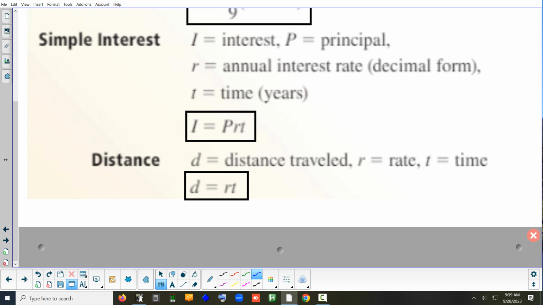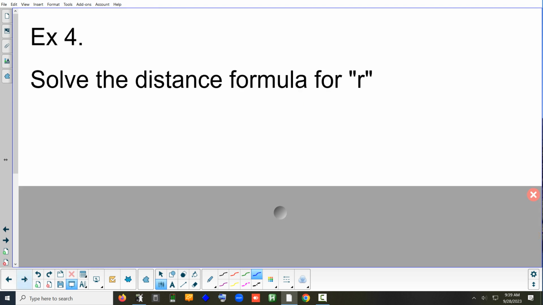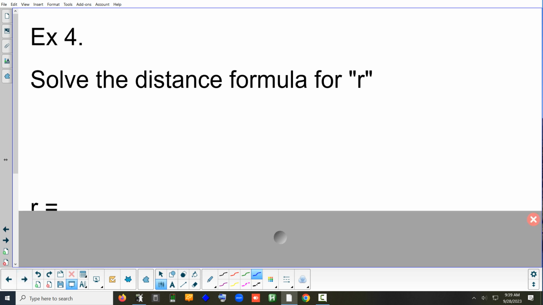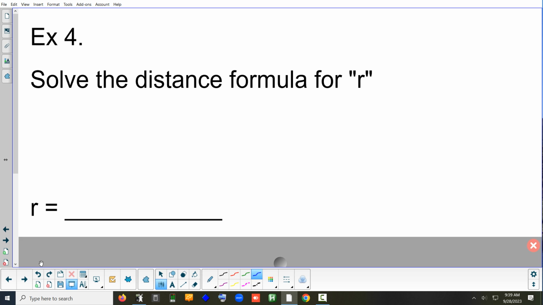Right, so let's try example 4. Let's see if it matches up. On my notes, it says to solve for R. Is that what it says on yours? Okay. So let's write down what the distance formula is first. What is the distance formula? Distance equals R T. And what are you doing with the R and the T, even though there's no symbol there? Multiply. Yeah, you're really multiplying. You don't have to put the symbol in.